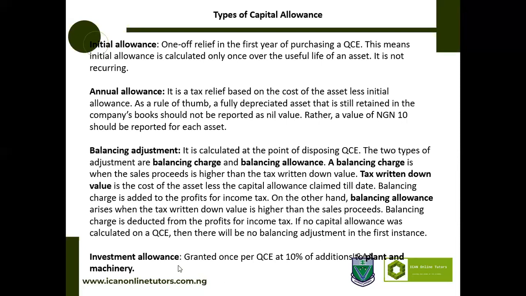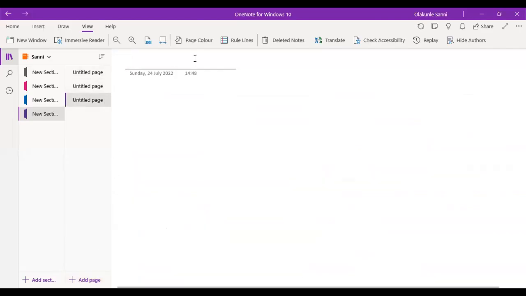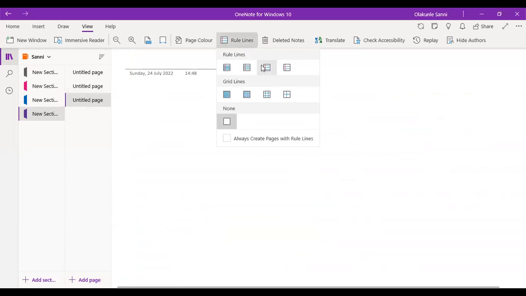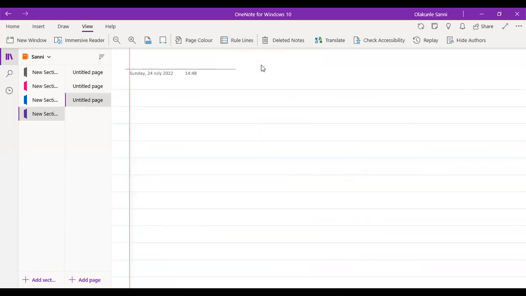So now, investment allowance. What do you mean by investment allowance? Investment allowance is granted once per QCE at 10% of additions on plant and machinery only. Now, class, there is a tax implication on investment allowance that we need to take note of. What is the tax implication? For me to determine the tax written down value of an asset in any year of assessment, please ignore the investment allowance amount.